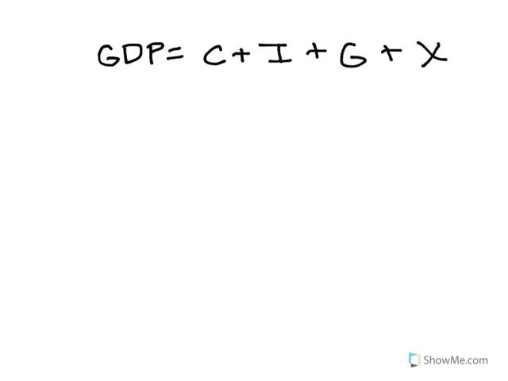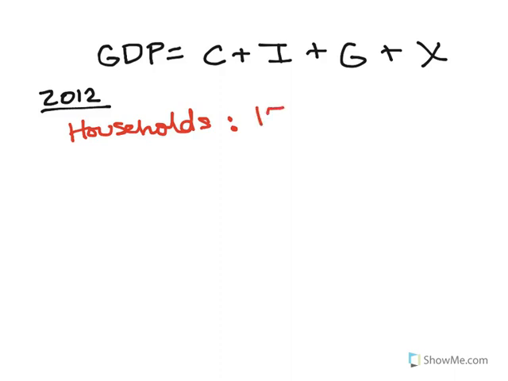So now we can put this all together to see again how we would calculate GDP as expenditures. Again, GDP as expenditures is just C plus I plus G plus X. We just add up the expenditures by each individual sector of the economy. So if we were looking at the data for 2012, we can look to see, well, in 2012, households spent approximately $15.7 trillion.